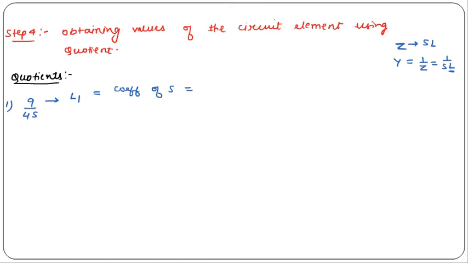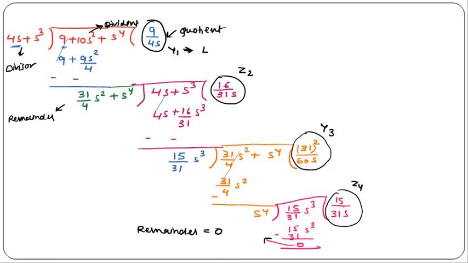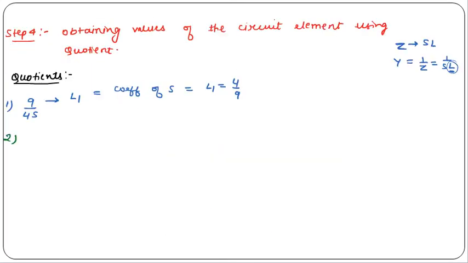Okay, so the coefficient of s will give the value of the inductor. From here we are getting the L1 value as 4 by 9. Then the second quotient we are getting is 16 by 31 into s. So now L1 we have obtained, then the next element will be a capacitor.